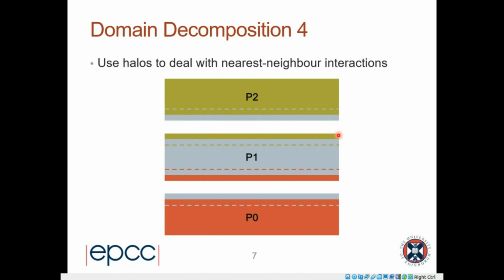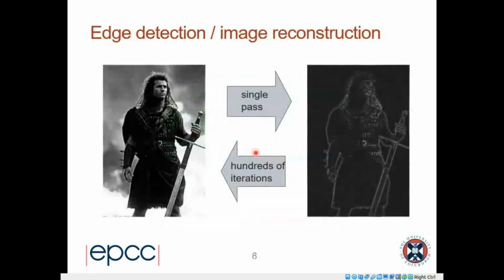And so what we'll be doing is swapping the halos, doing the update. But of course, once process 1 does the update, these values are changed. So we need to swap the halos again. So we're having a communicate, calculate scheme. So that's what we're going to do.